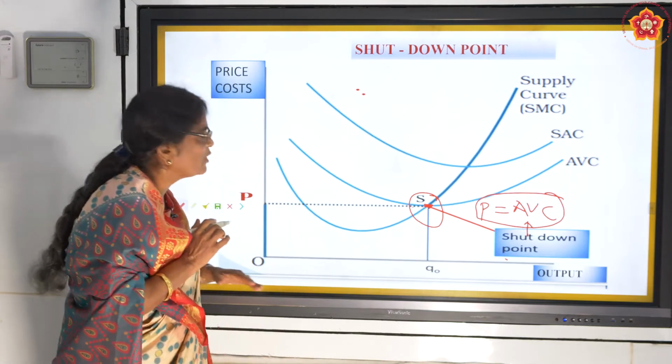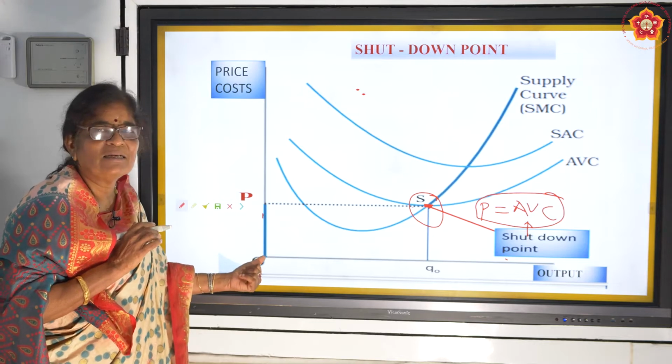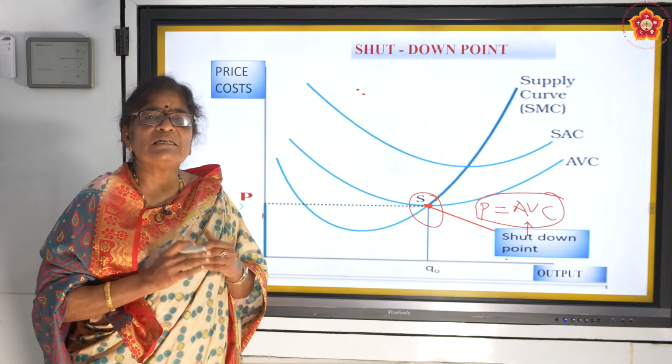Below this shutdown point, what will happen? Why this line we are deriving? That is zero output. Why is that? Because we studied three conditions which are needed for the profit maximizing level of output.